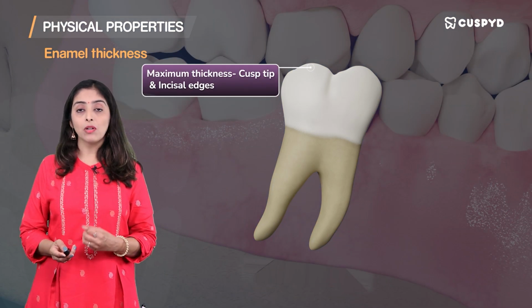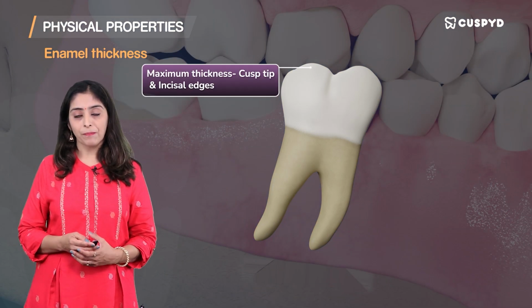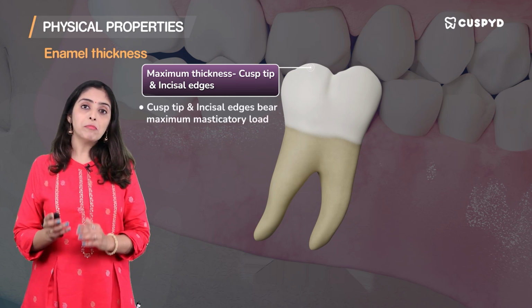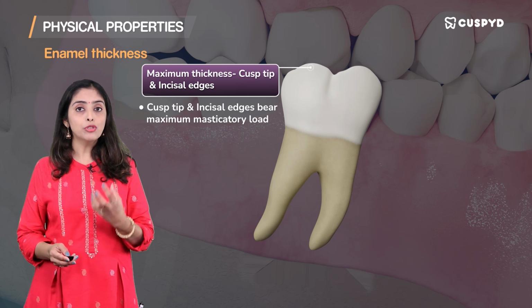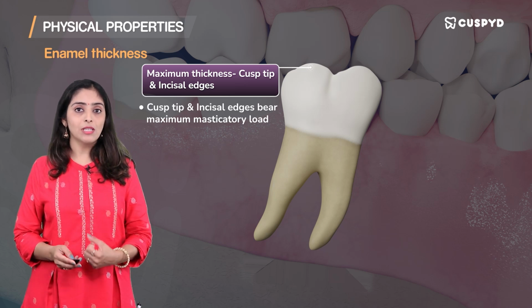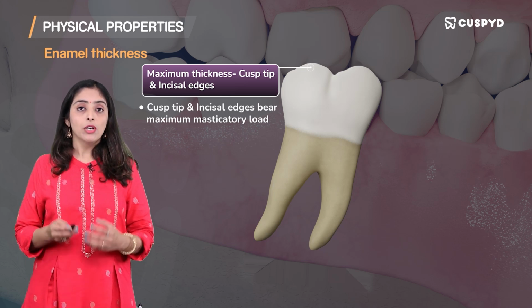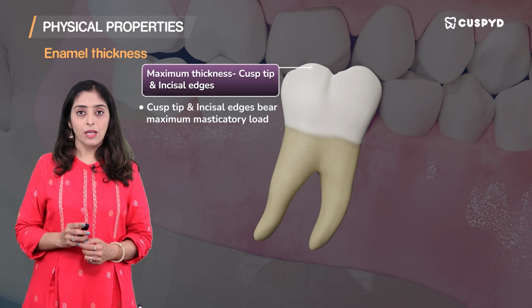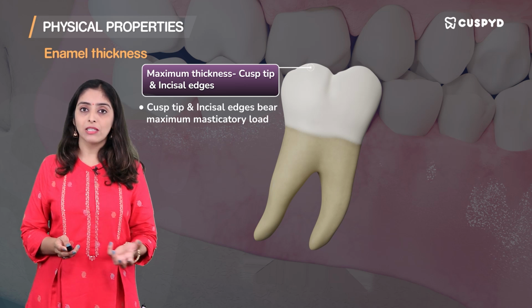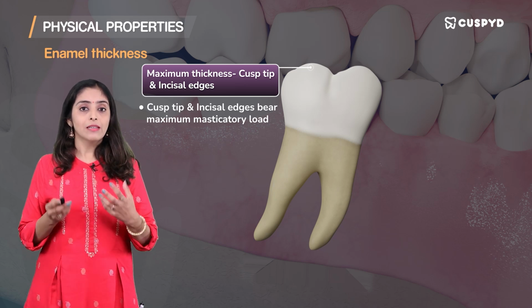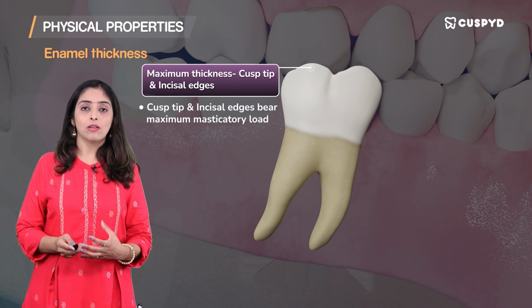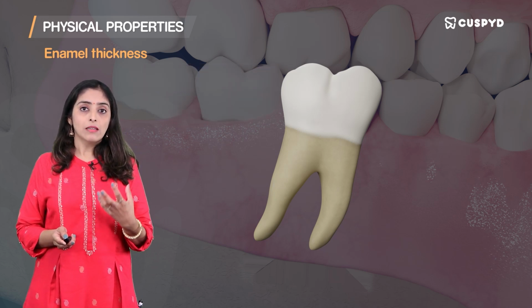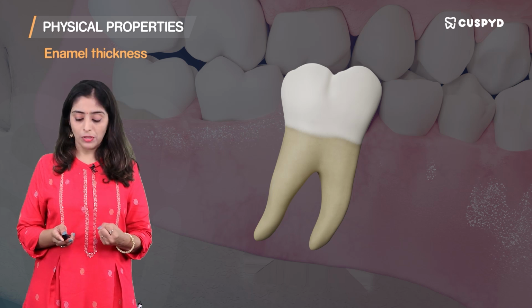Now, this thickness of enamel varies in such a way that you will have the maximum thickness of enamel on the cusp tip and the incisal edges. That is because this part of the tooth is going to have maximum masticatory load. Whenever you bite into an apple or chew an apricot, your cusp tips and incisal edges are going to bear that load first. So, in order to help your tooth bear that load and not get stressed, the enamel is maximally thick on these areas.